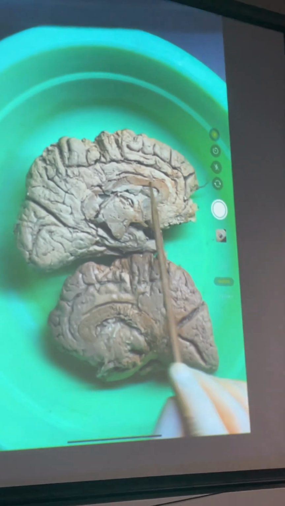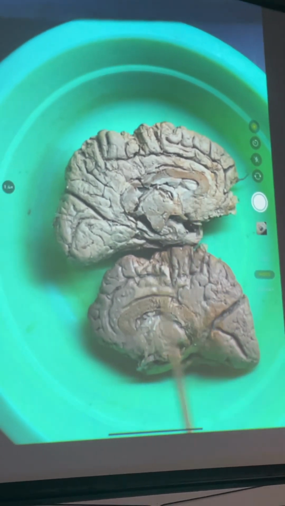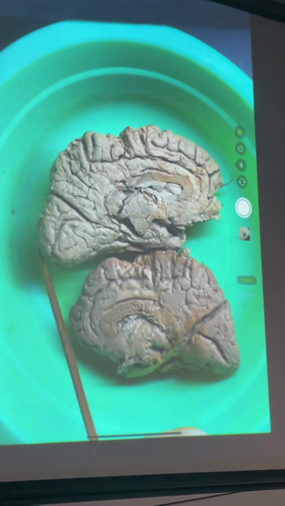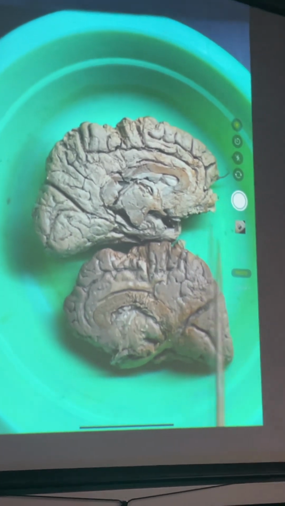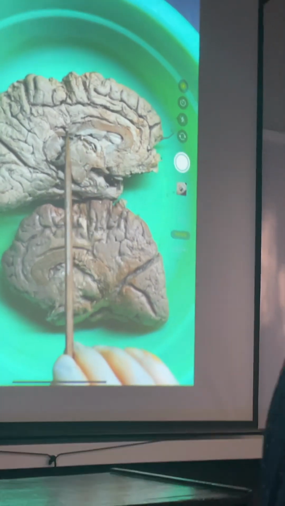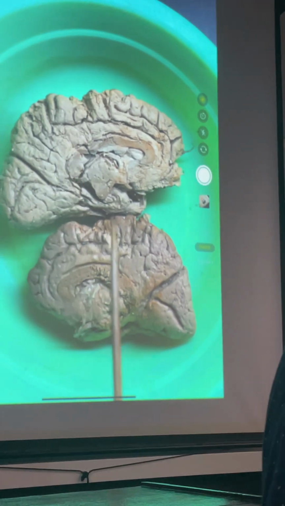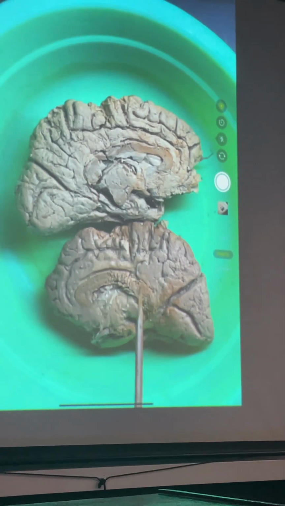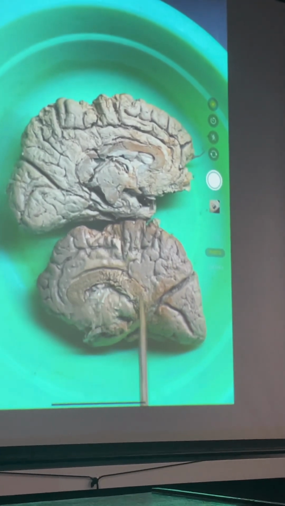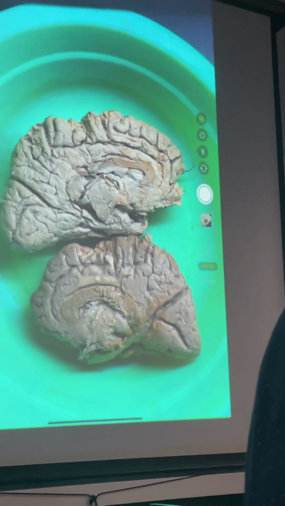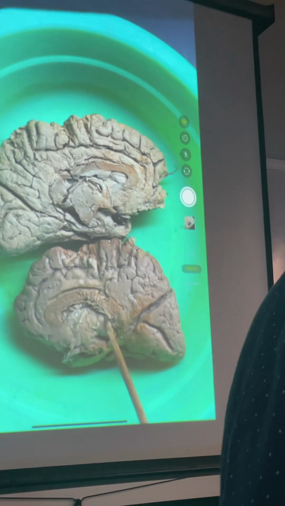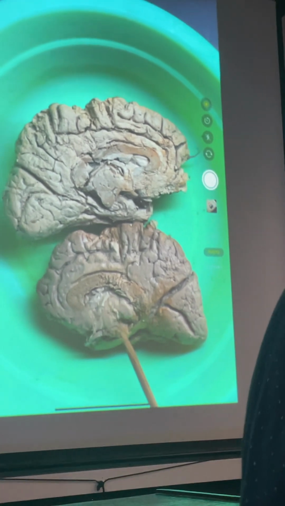Anyways, this is the corpus callosum, and this one is attached to the other side, or the other hemisphere. This is the anterior side, this is the posterior side. In front is known as the genu, this is the body, and this is the splenium. Genu, body, splenium. Okay? This one here is the thalamus.